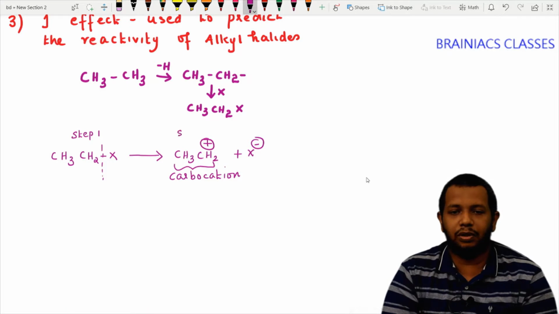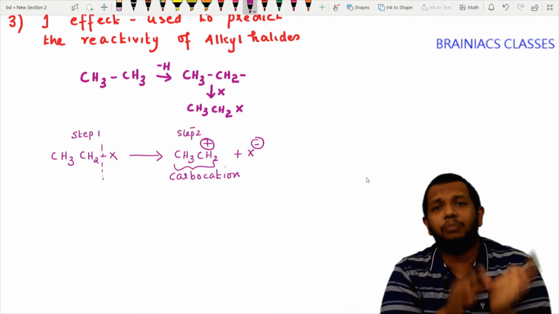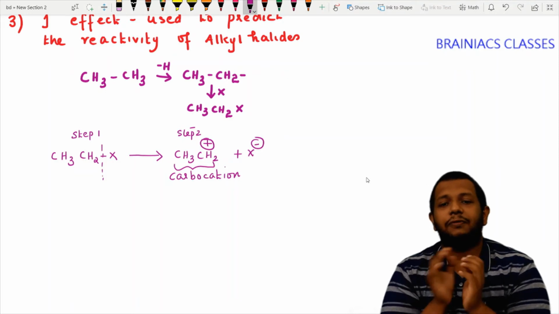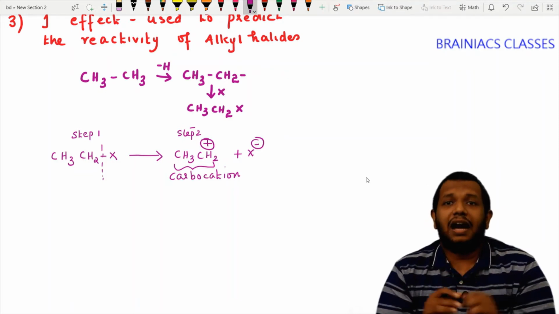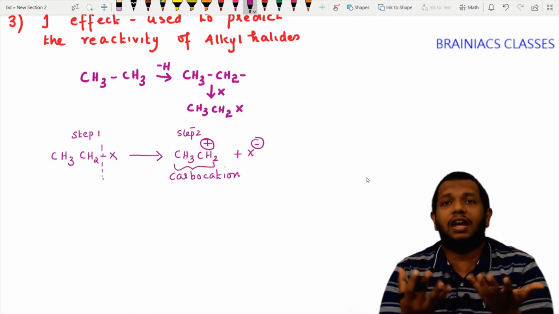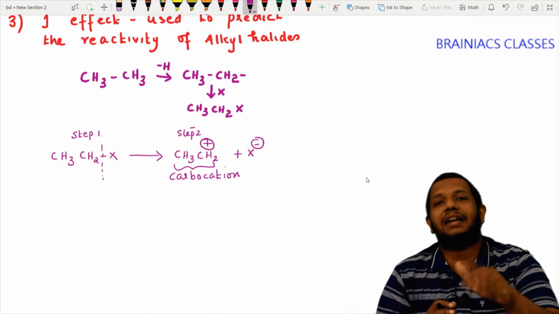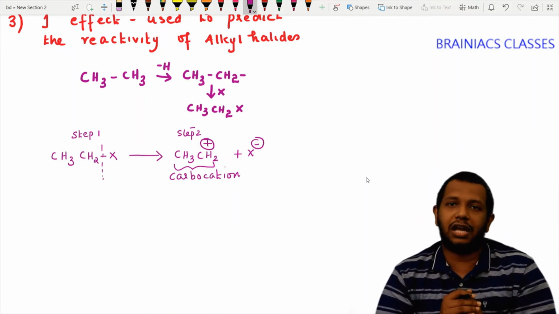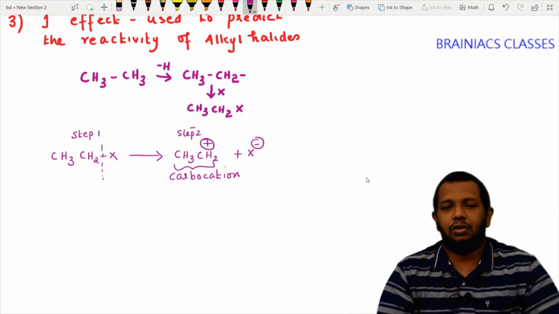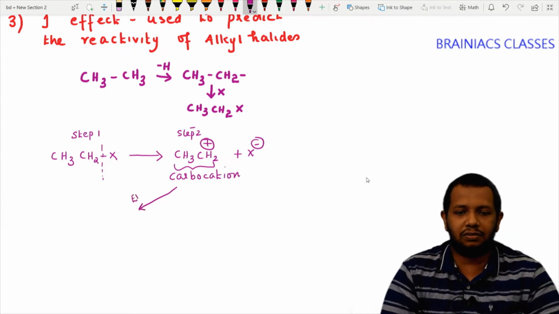And it is moving to step 2. It will not even proceed from step 1 to step 2 if the carbocation is not stable. Now the question here is how stable this carbocation is. The more stable it is, the more easily it can be attacked by a new nucleophile, or it can undergo an elimination reaction to form a product. So this carbocation has two possibilities. It can undergo elimination.